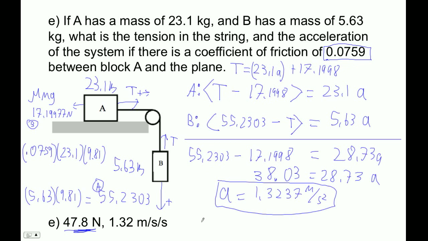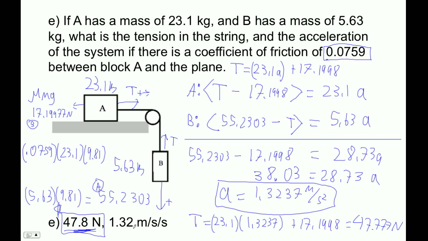I took this equation here, and I said T equals 23.1 times that acceleration, 1.3237, plus 17.1998, and I got 47.777 newtons. Bunch of sevens, right? So 47.8 newtons seems to be spot on, and 1.32 meters per second squared is our acceleration. All right.